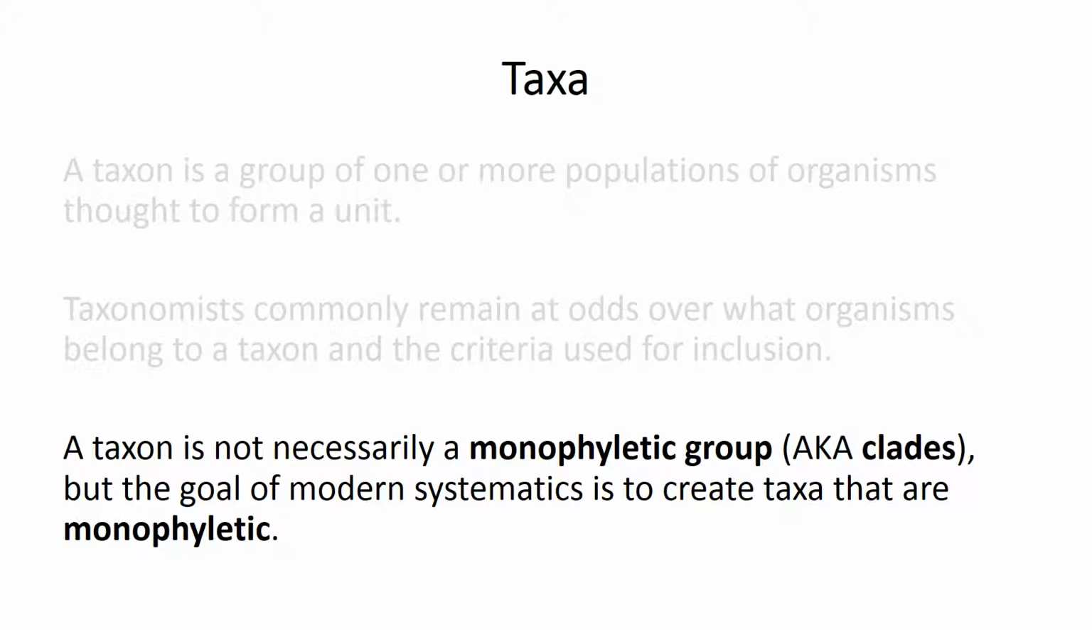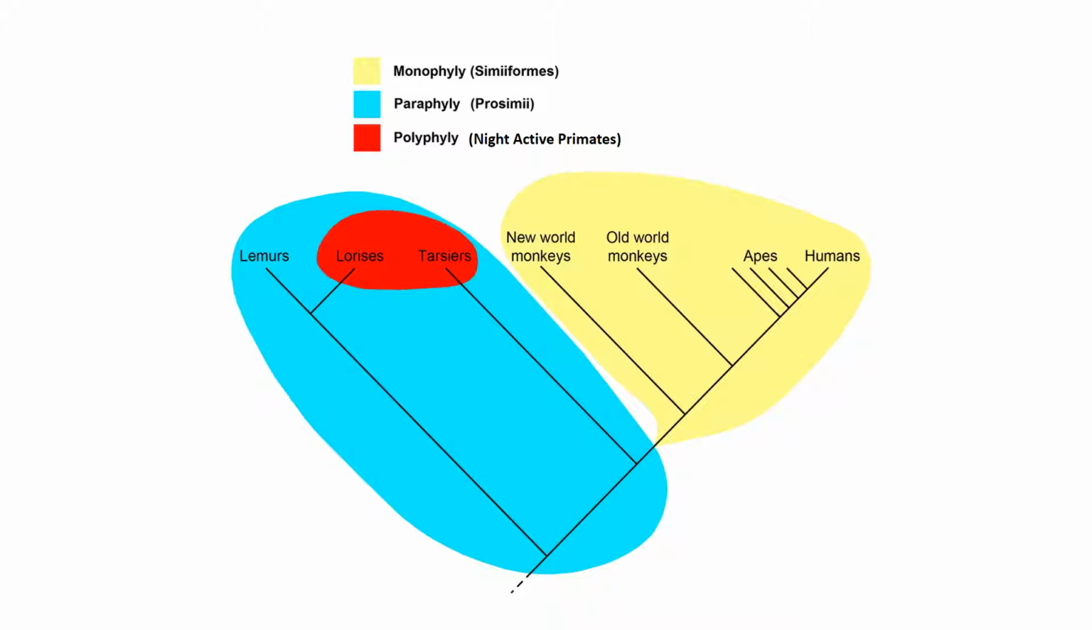A taxon is not necessarily a monophyletic group, or sometimes you'll see them called clades, but the goal of modern systematics is to create taxa that are monophyletic. Monophyletic groups of organisms contain a common ancestor and all descendants of that common ancestor. You can see this pictured in yellow with the common ancestor demarcated here.